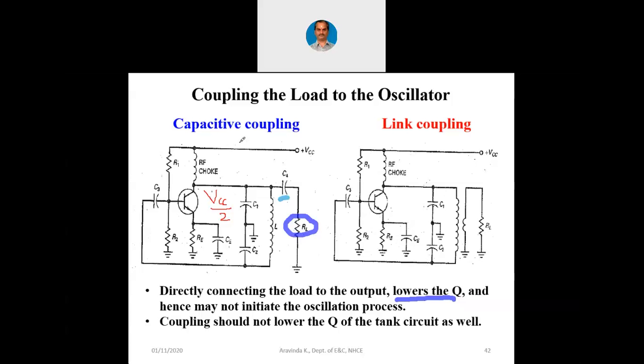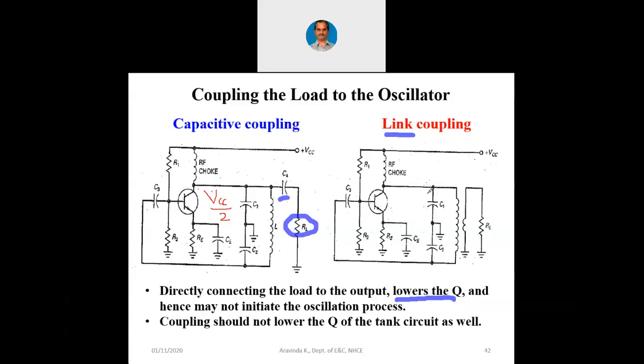We can have one more method of coupling here at the right side. You can see it is an inductive coupling now. It is also called link coupling. It can also be called inductive coupling because we have an inductor from the output back to the input as the feedback. Now we are using it like a transformer. You can see there is another inductance coil connected to this particular coil.